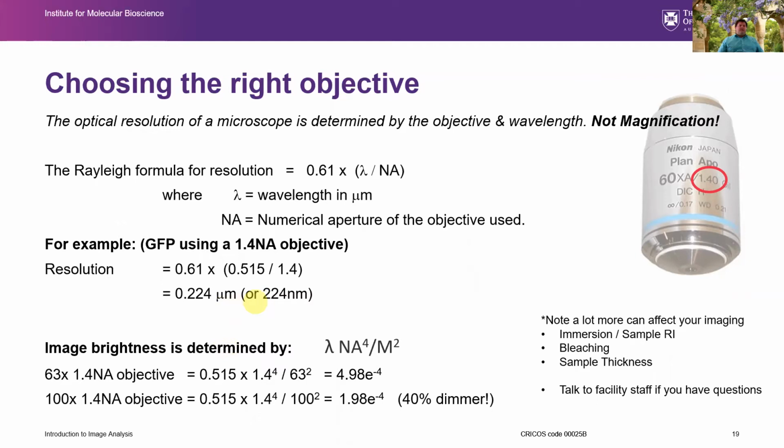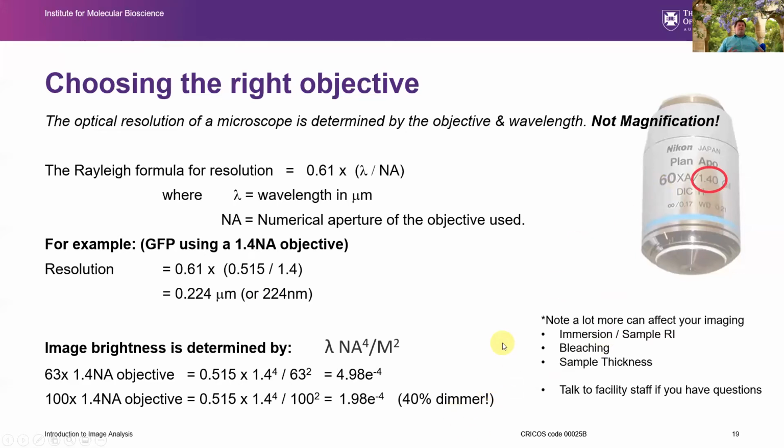Another important thing to think about is image brightness is determined by a different formula. It's formed by the wavelength over the numerical aperture to the power of 4 divided by the magnification squared. So this would mean if we had a 63 times 1.4 NA objective and 100 times 1.4 NA objective, then the 100 times is about 40% dimmer. So as we zoom in magnification and expand that area out onto our camera, it's less photons coming from that area. So moving up in magnification usually means that you'll have a dimmer image at the camera.